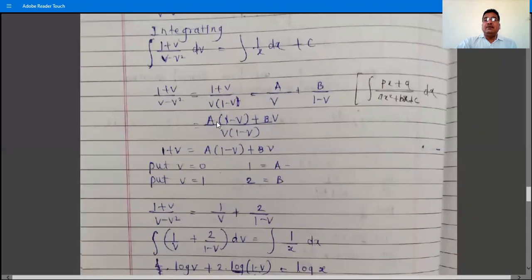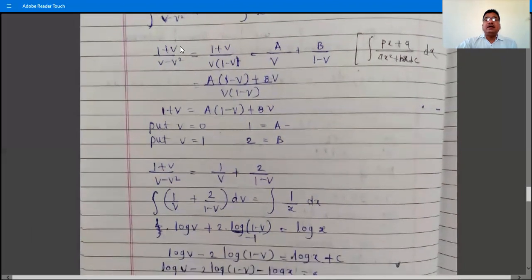And then a into 1 minus v plus b into v, and v into 1 minus v is the LCM. Then we have the equation 1 plus v is equal to a(1 minus v) plus bv. This is the equation. Then substitute the roots of the denominator v(1 minus v).